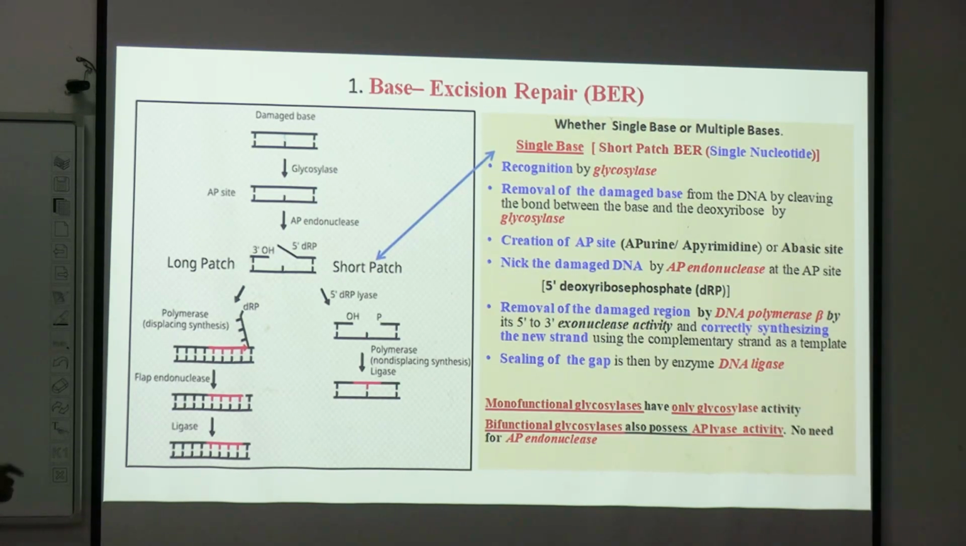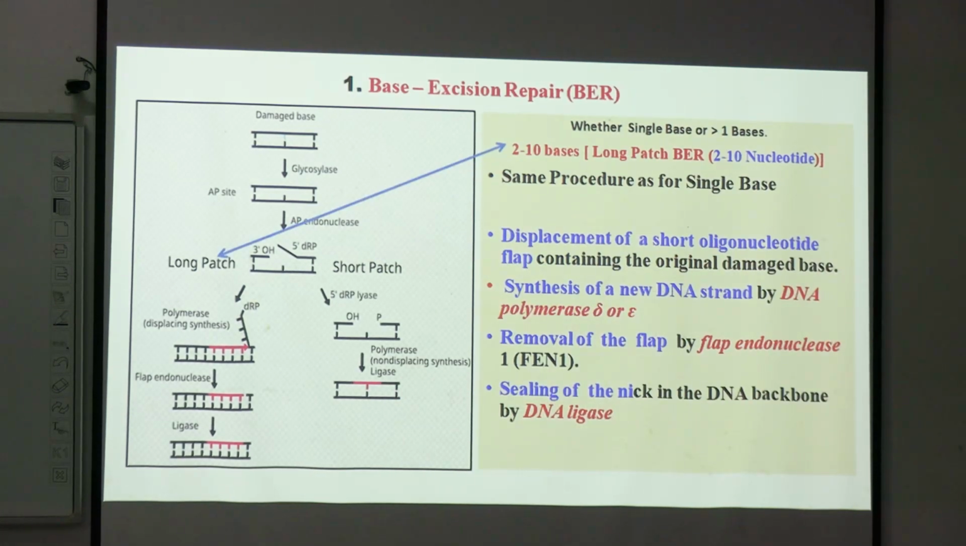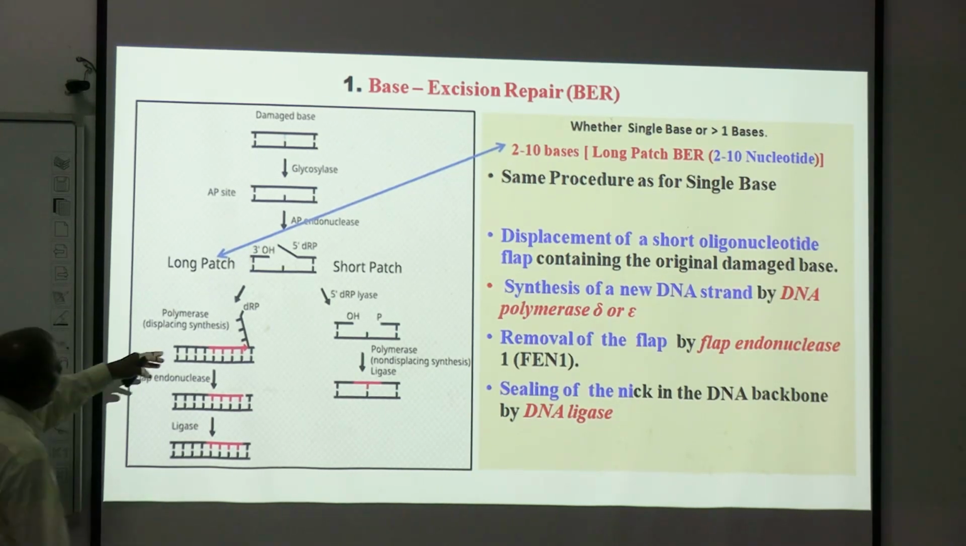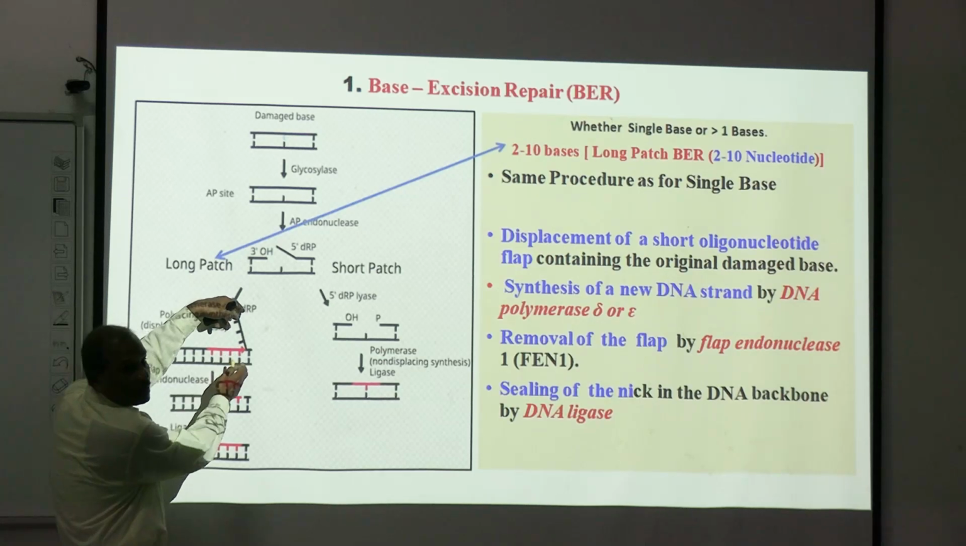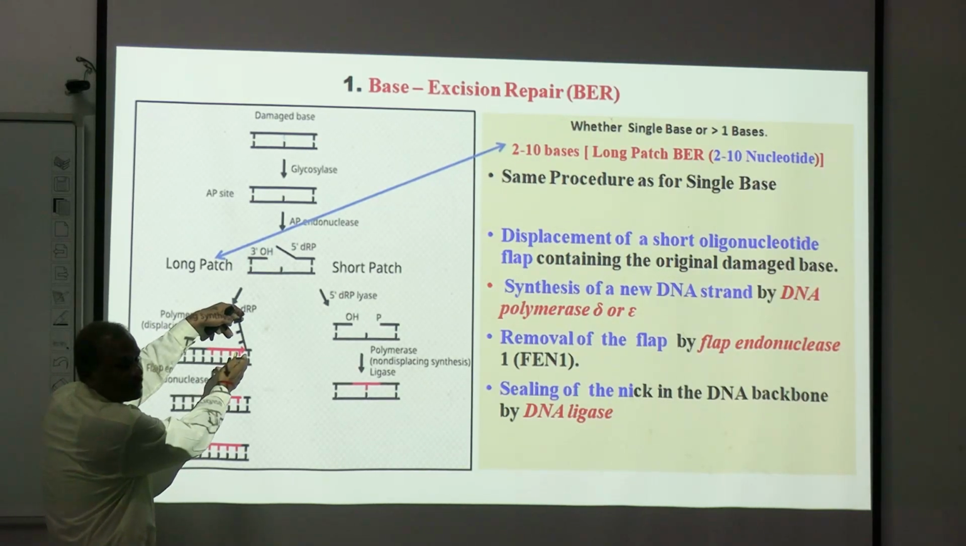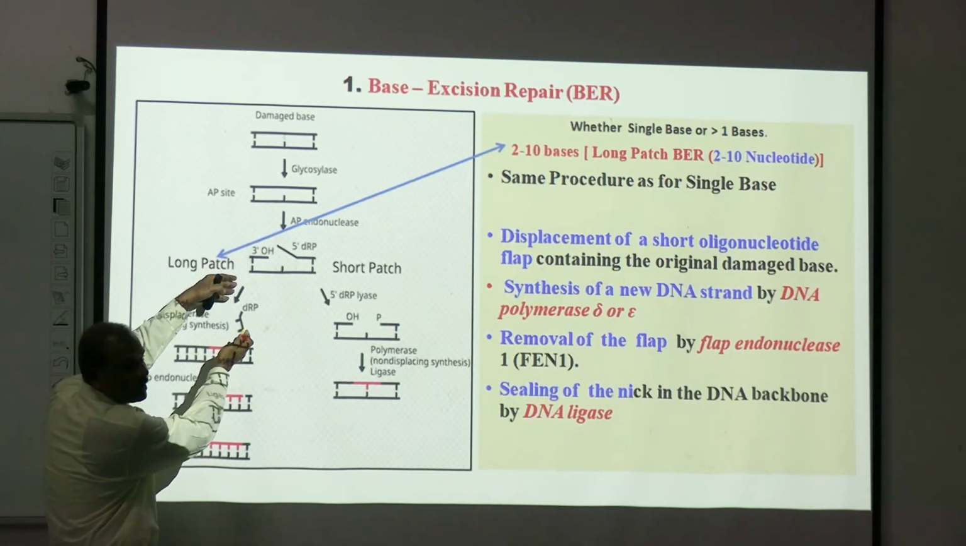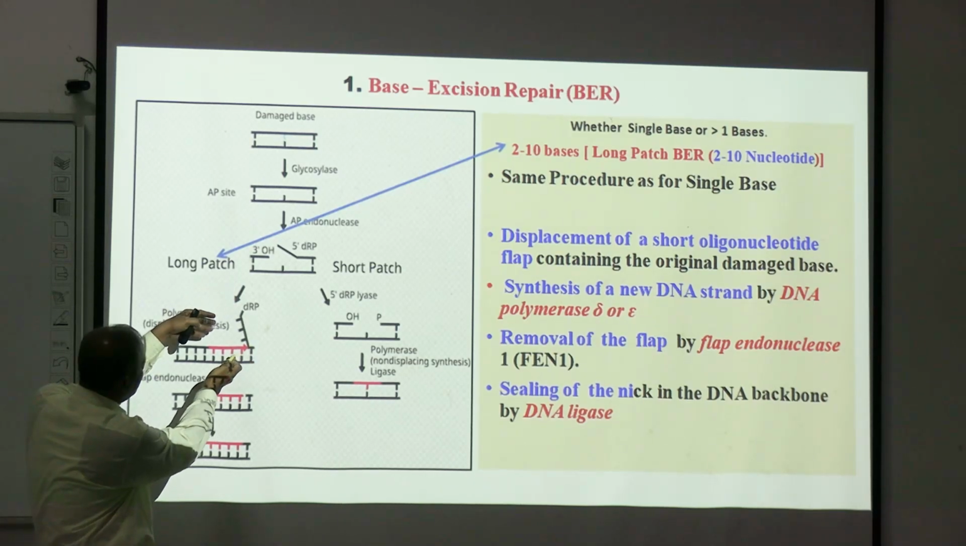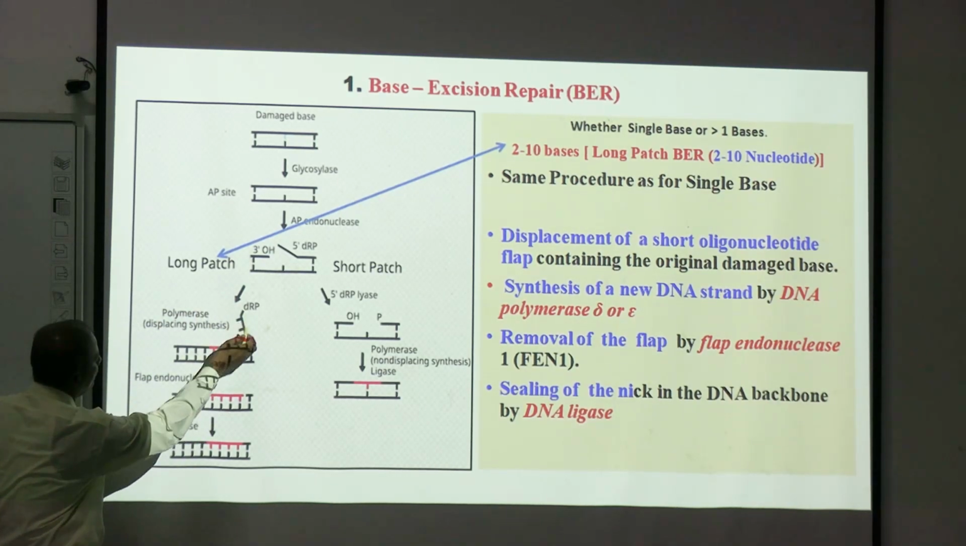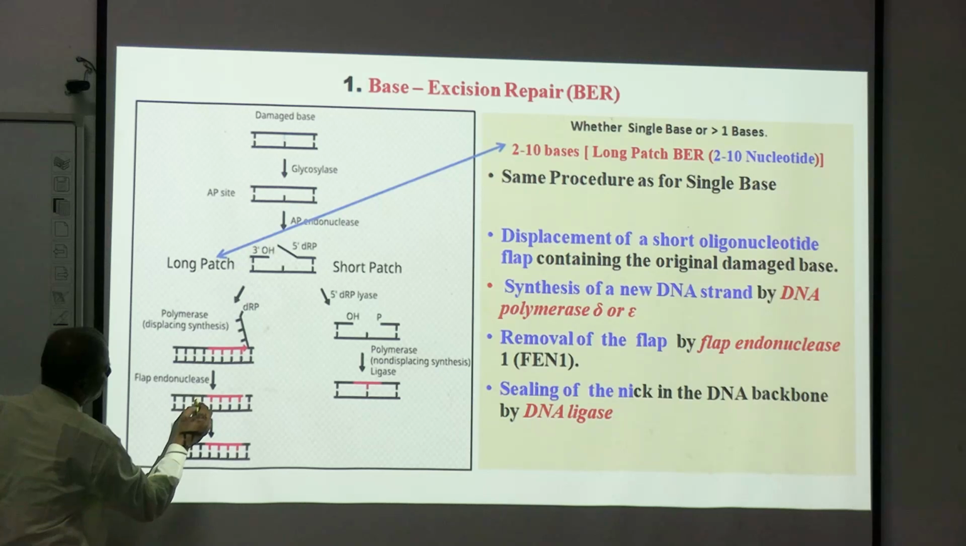But if it is more than one base defect, so base excision involving 2 to 10 bases is called a long patch repair. Here that stretch of DNA will be produced. You see here there is no flap, but here, with 2 to 10, there will be a flap, and that flap will be removed and a new strand will be formed.